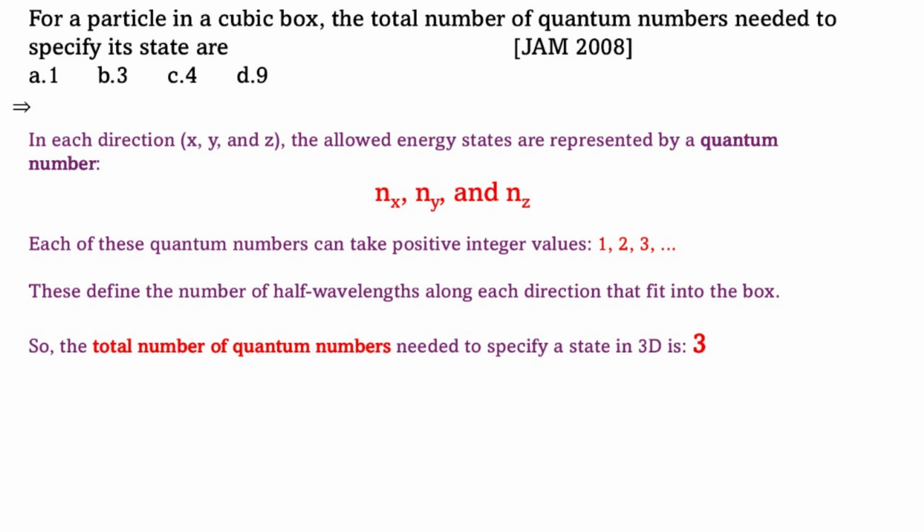So the total number of quantum numbers needed to specify a state in 3D is 3, one for each spatial dimension. Some students ask, should we also include spin quantum numbers? Not in this case. The question clearly asks for a particle in a cubic box and doesn't mention spin or electron or atom. So we assume a spinless particle and the question is purely about spatial quantum states. So we only need nx, ny, nz. That is 3 quantum numbers. So the correct answer is B, that is 3. 3 quantum numbers are needed to specify the state of a particle in a cubic box.